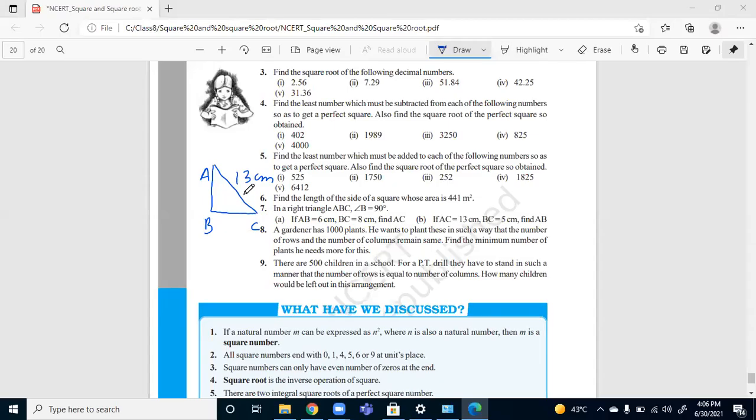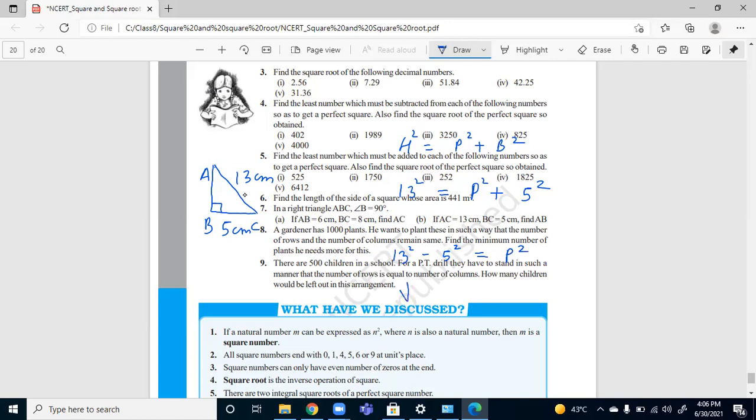AC is 13 centimeter, BC is 5 centimeter. You have to find AB. So apply Pythagoras theorem. Pythagoras theorem says that hypotenuse square is equal to perpendicular square plus base square. So hypotenuse is 13 square. Hypotenuse means side opposite to right angle. So it is 13 square. Perpendicular we have to calculate and base is 5 square. If you transfer this plus 5 square to the other side, then it becomes minus 5 square.